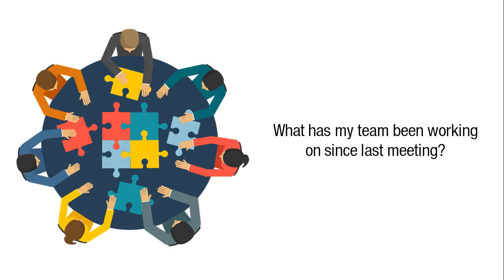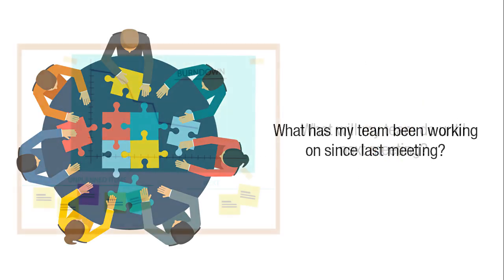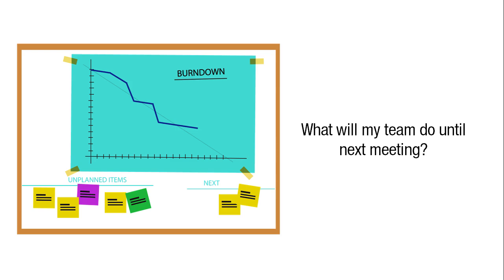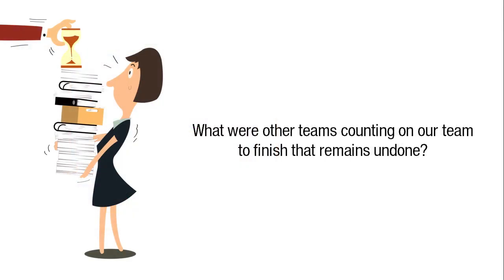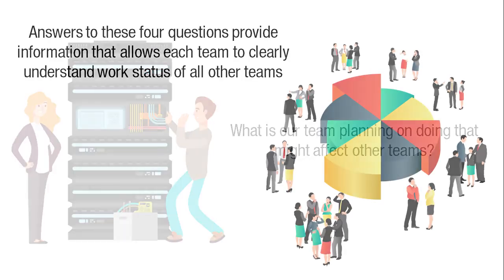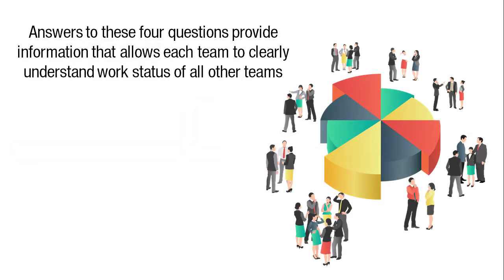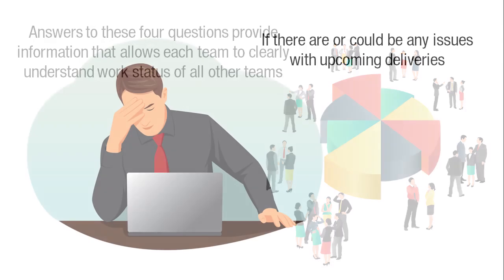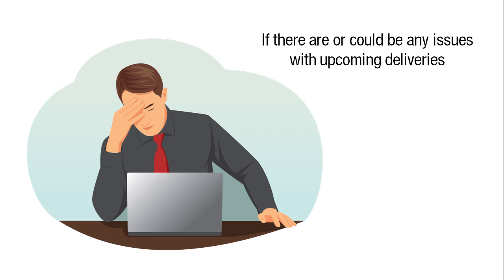What has my team been working on since the last meeting? What will my team do until the next meeting? What were other teams counting on our team to finish that remains undone? What is our team planning on doing that might affect other teams? The answers to these 4 questions provide information that allows each team to clearly understand the work status of all other teams, and if there are or could be any issues with upcoming deliveries.